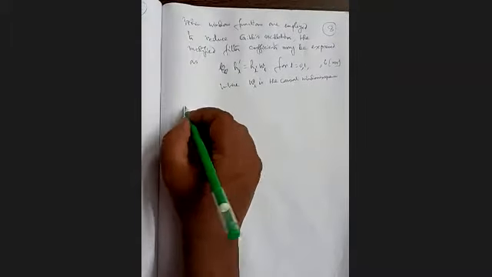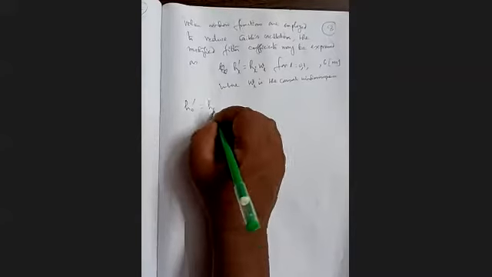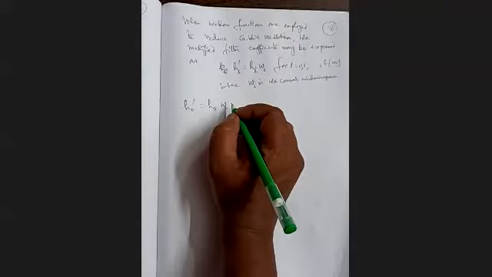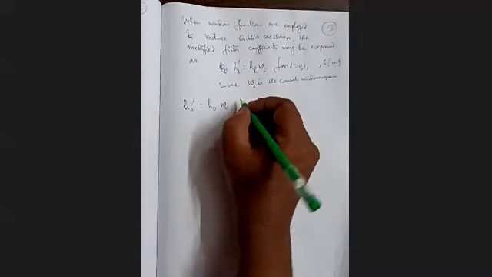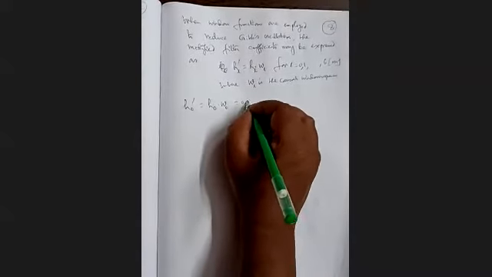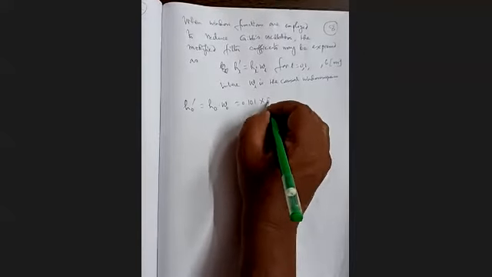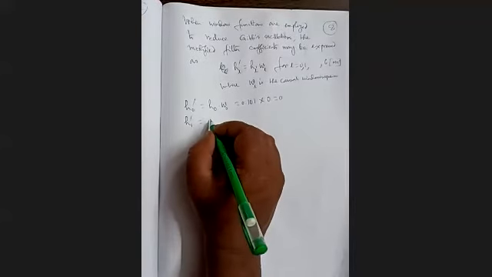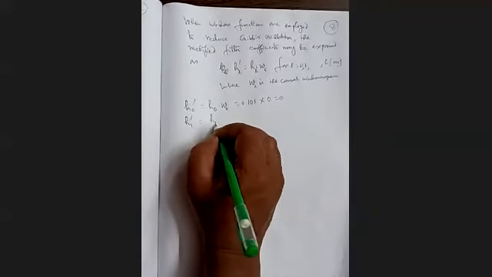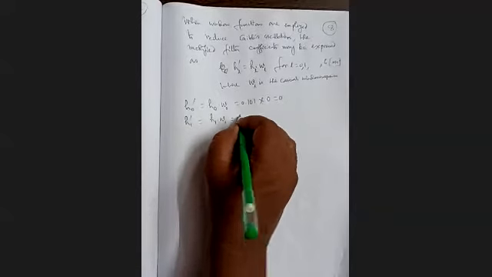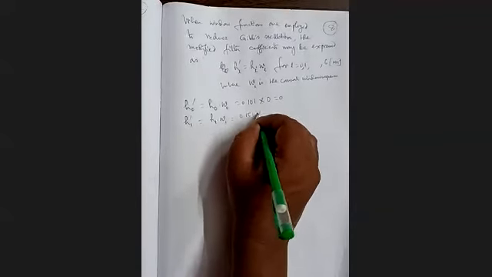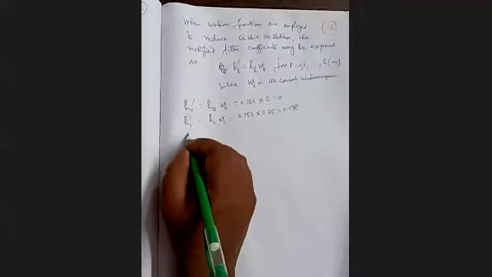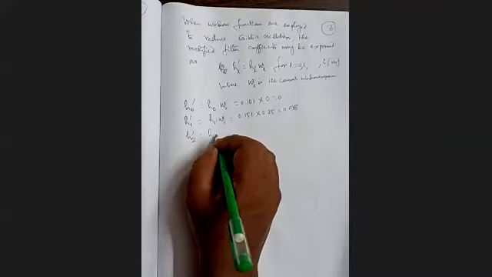Now what is our H0 dash? It is H0 into W0, equal to 0.101 into 0. H1 dash is H1 into W1, 0.151 into 0.25, which is 0.038. H2 dash equal to H2 W2.